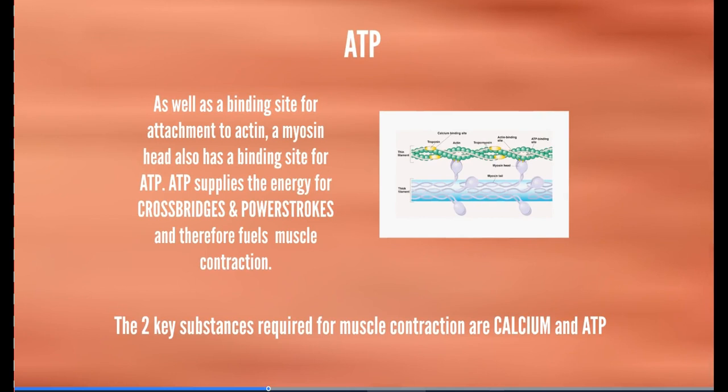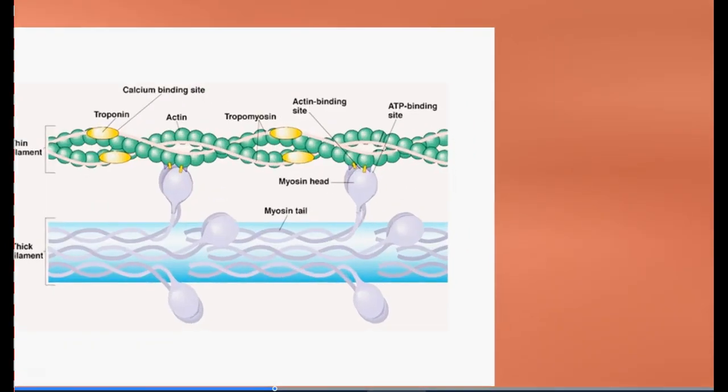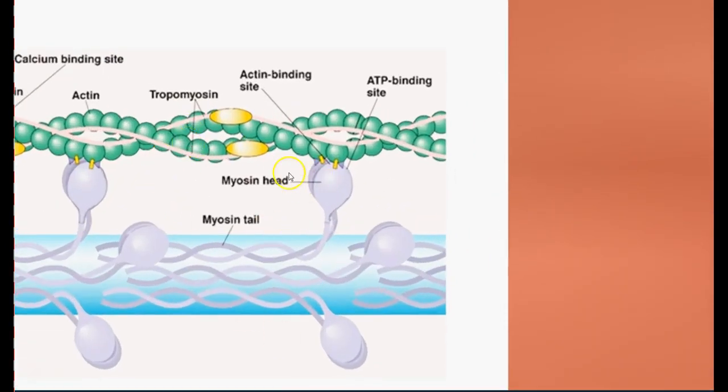Remember that ATP is vitally important for this process because that provides the energy for the power strokes to occur. The two key substances, as we've determined, are calcium and ATP for this process. So here we see the ATP binding site, which is right on the myosin head, and causes that activity that starts the muscle contraction.